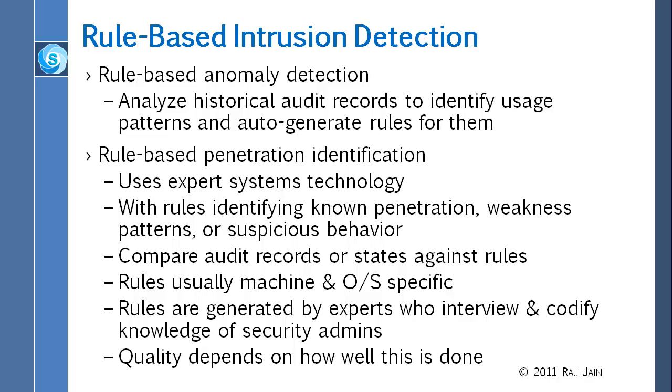And so basically you just make the rules out of what is happening. Compare audit records or state against rules. So basically there are certain things that people are not supposed to do, and then you look at the audit records and you say, well, what is allowed in terms of count, gauge, and whatever we talked about before, and then make a rule. And they are usually machine and operating system specific. So there might be a different rule for an operating system like Windows as opposed to Unix or something else.